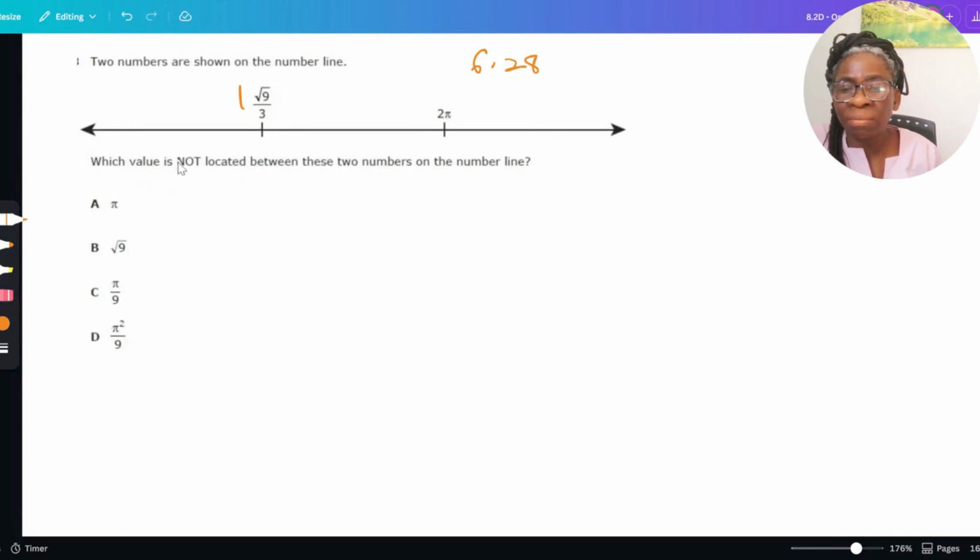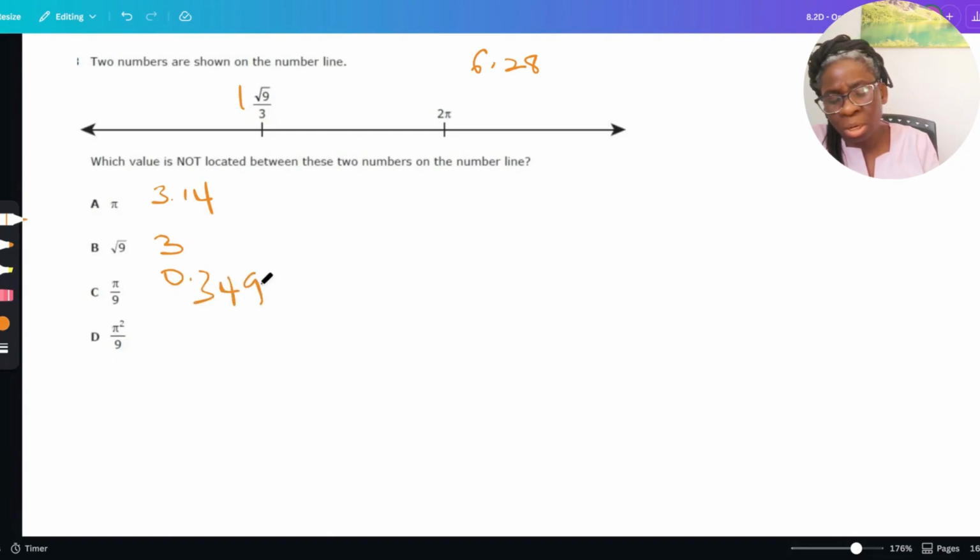So which value is not located between these two numbers? Pi is 3.14. This one is 3. Pi over 9. What is pi over 9? Pi over 9 is 0.349. Okay. Pi squared over 9 is 1.096.